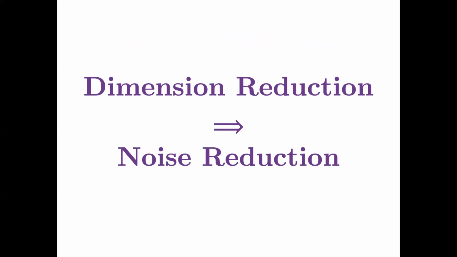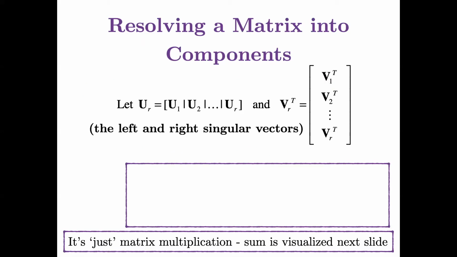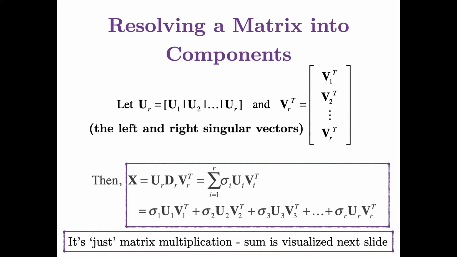Next kind of big point I would like for you to pick up is that one of the purposes of dimension reduction is actually noise reduction. Sometimes by reducing the dimensionality of our data, we actually get a more clear picture of what's going on. In order to do this, it will help if I can write the matrix multiplication of the singular value decomposition as this sum of outer products.